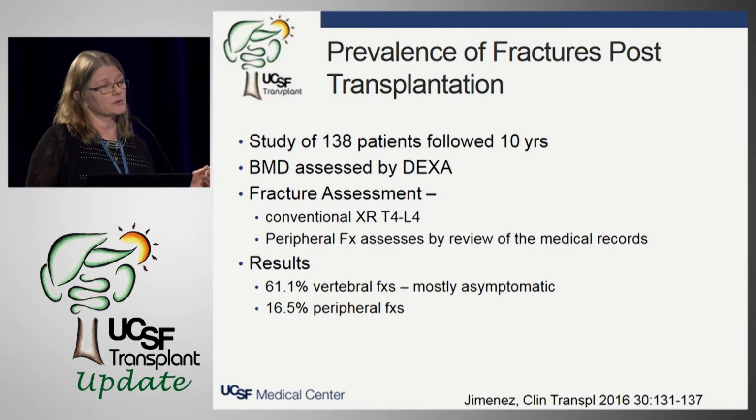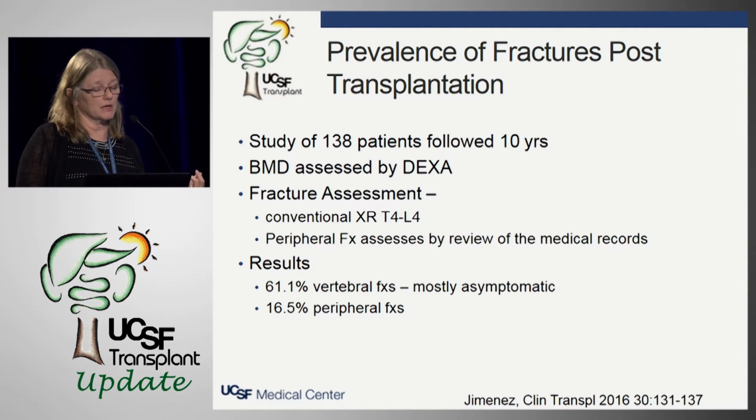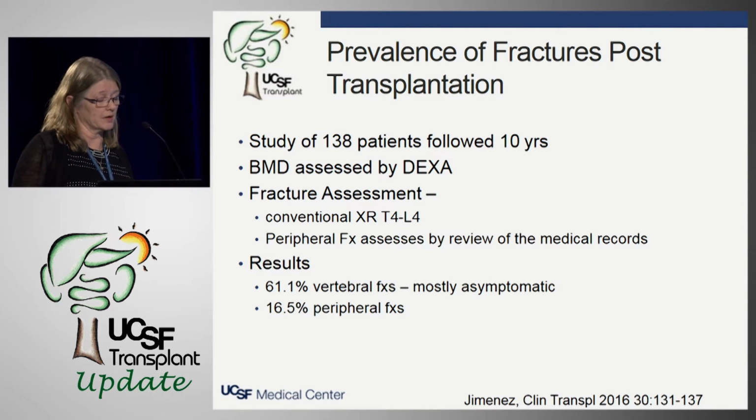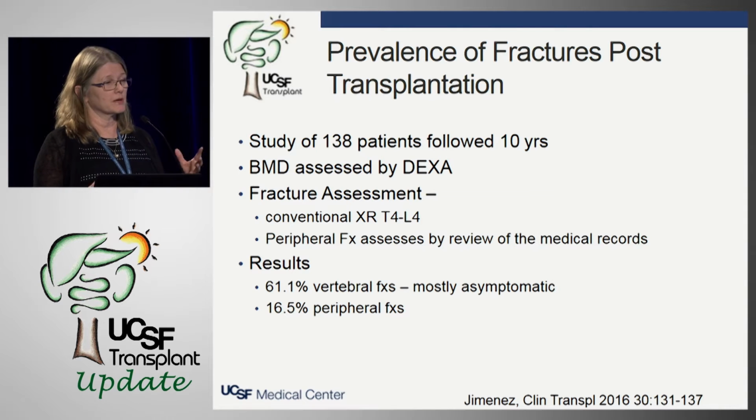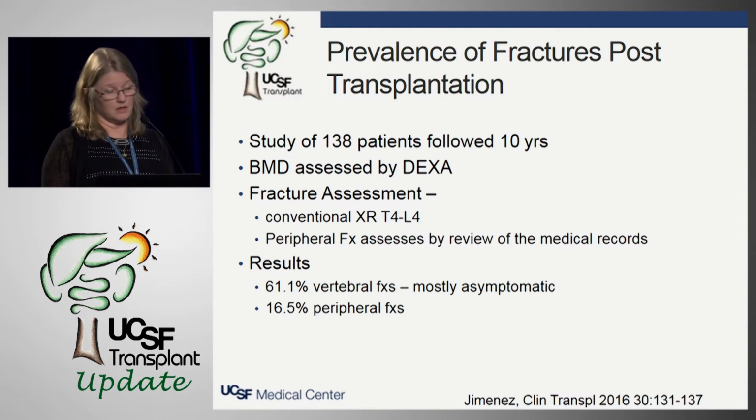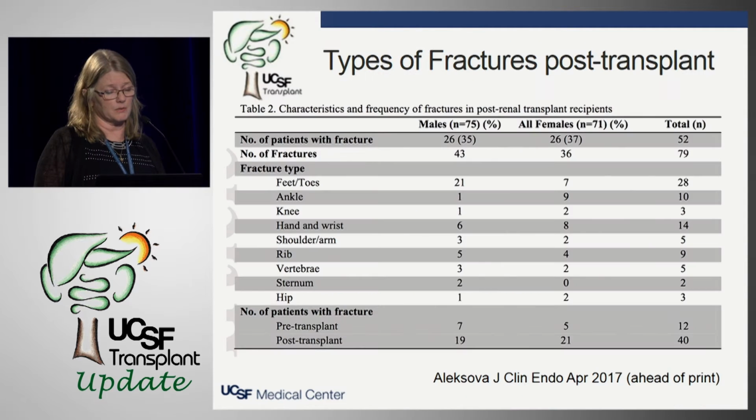For the peripheral fractures, they had to go through the medical records and see if there was any complaints or reports of peripheral fractures, and because they have more of a socialized medicine, unlike us, though Care Everywhere is helping, they found that in the medical records only 16.5% of people had peripheral fractures, which is a little bit different than some of the other data that we're going to see.